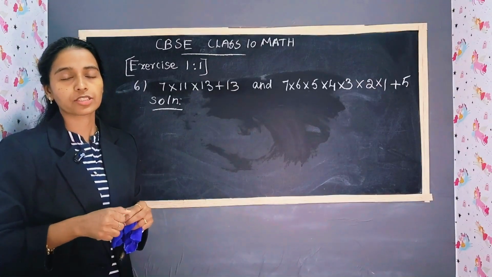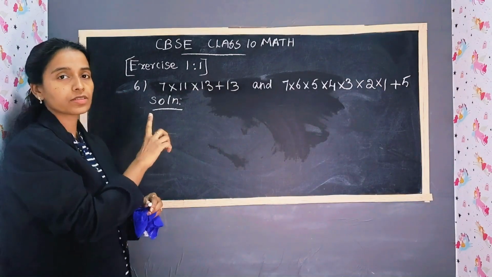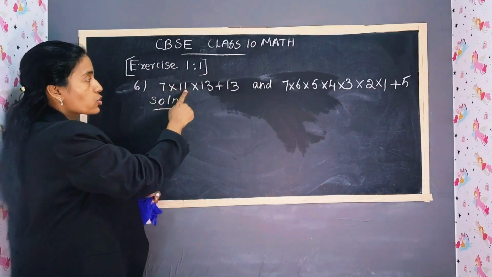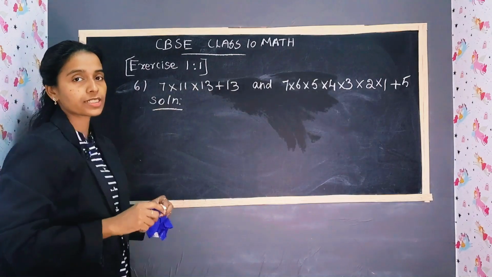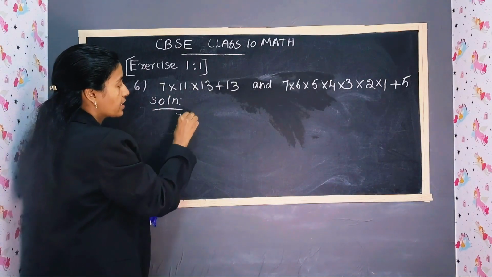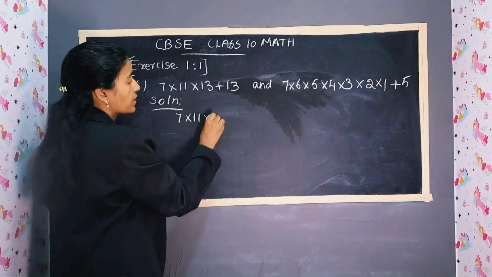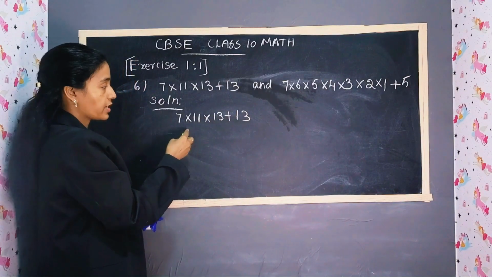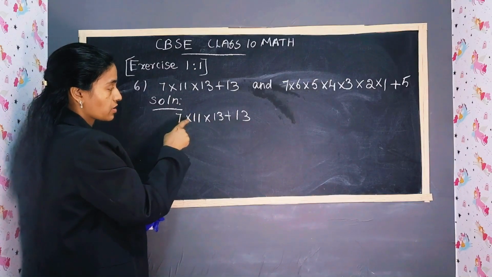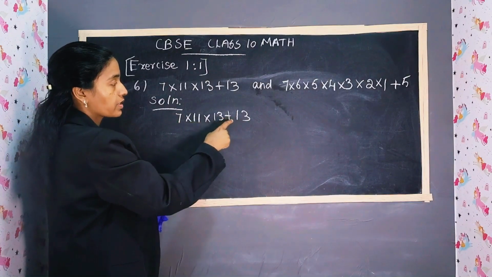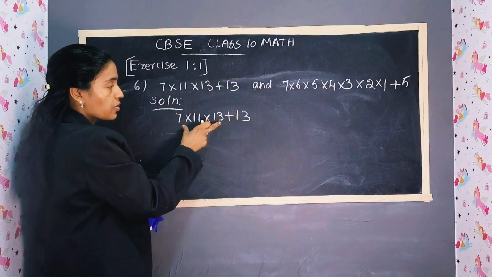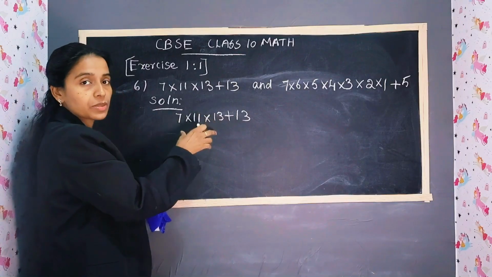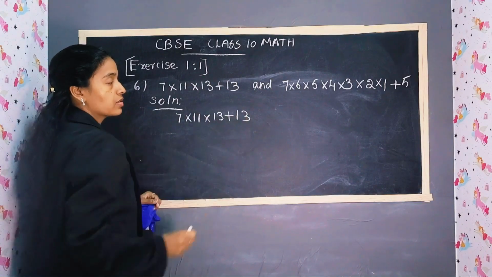For the solution, I have written the given number in the question. What is given in the question? First given number is 7 into 11 into 13 plus 13, right? So I am writing first number 7 into 11 into 13 plus 13. Here these 3 terms are multiplication terms, and here we have addition, right? These 3 terms are coming under multiplication, and this one number is addition.